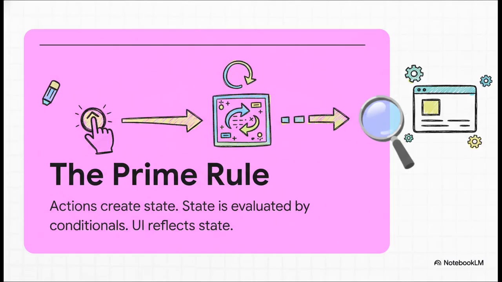And here it is. This is the prime rule. Just think of it like a simple cause and effect loop. A user clicks a button, that's an action. That action changes some piece of data your app is keeping track of. We call that data state. And then, when the state changes, the user interface just automatically updates to show it. That's it. That's the entire game.